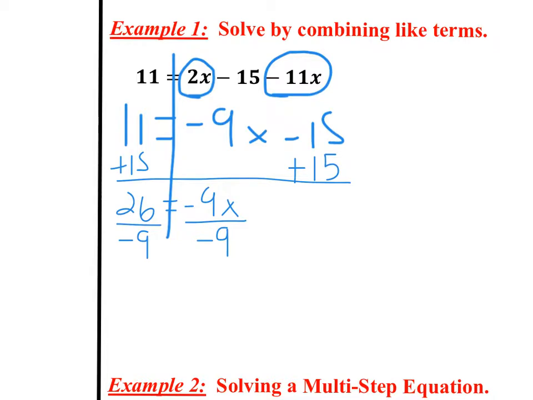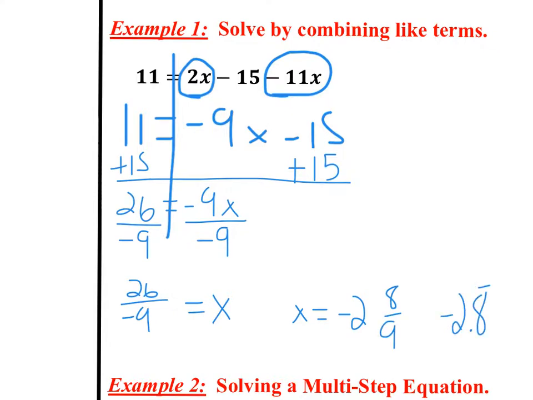Then I would have negative 9 divided by negative 9, which is just x. And 26 divided by negative 9 is a fraction that does not reduce. So that is a fine answer. Or you could change it to a decimal if you want, or even a mixed number. You would get negative 2 and 8/9, or negative 2.8 repeating.